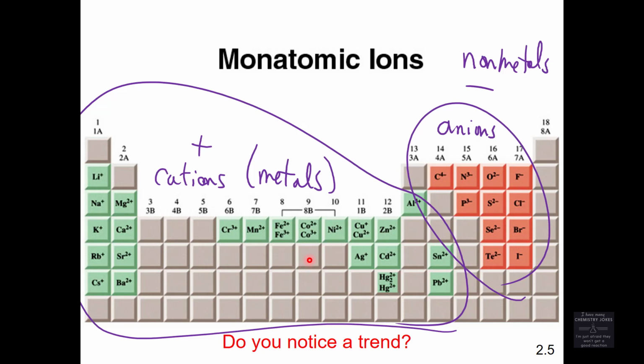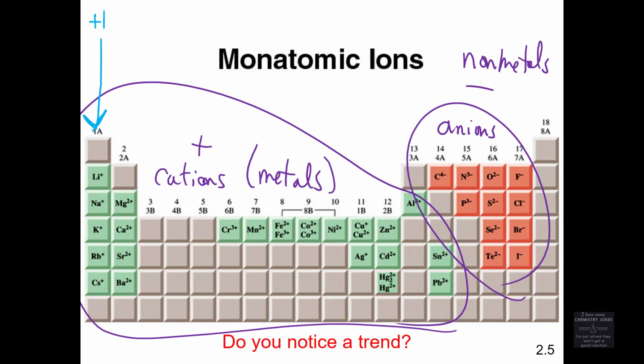So students sometimes say, how am I supposed to know these charges? Am I supposed to know these charges? Unfortunately, yes, you are. It's not so hard. Things in the first column like to lose 1 electron, so they become a +1.